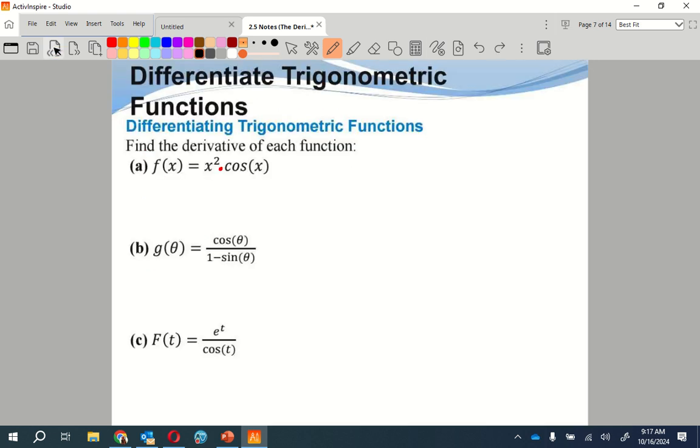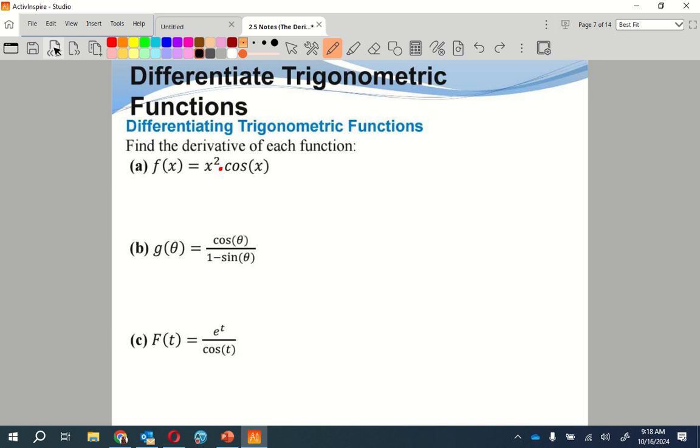Alright, so let's go back to this, and so B, it is g of theta is cosine theta over 1 minus sine theta. So what rule is this one going to be? What rule is this? What's happening in this problem? A division. What's another word for division? Quotient, right?